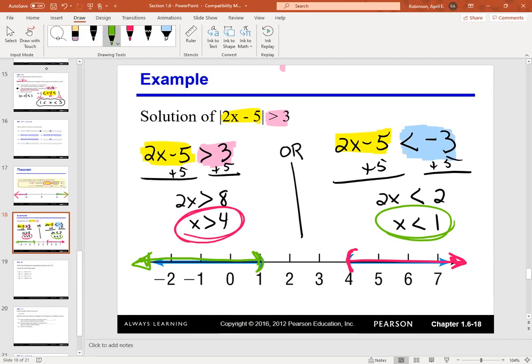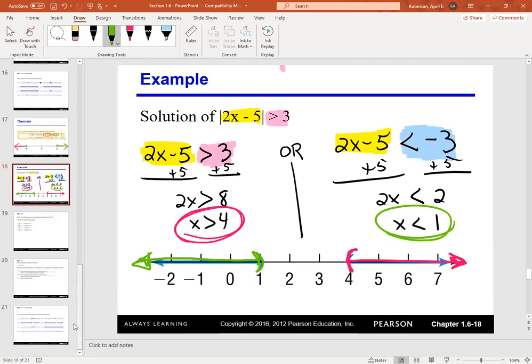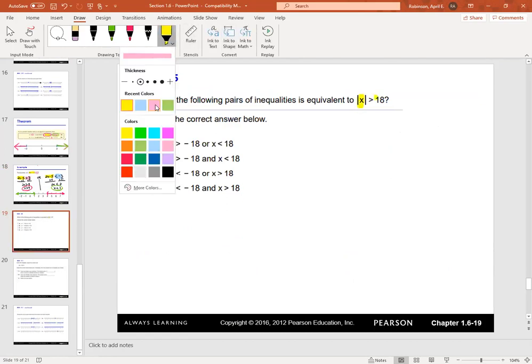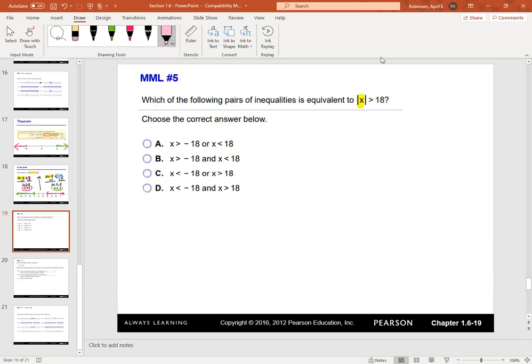So I've just got 3 more slides, sorry. And they're all my math lab examples of this stuff, which involves the greater than. It says, which of the following pairs of inequalities is equivalent to the absolute value of x being greater than 18. So remember, you're going to start with x being greater than 18. That's one of them. X is greater than 18, which is right here.